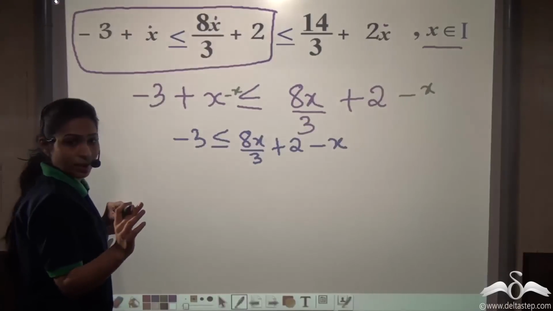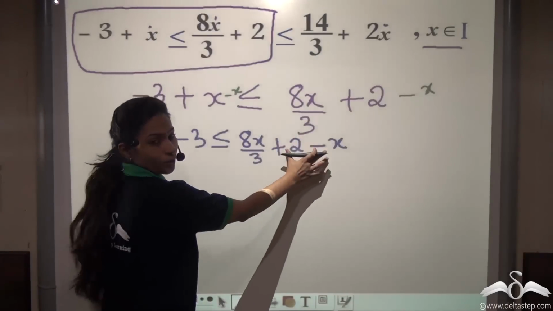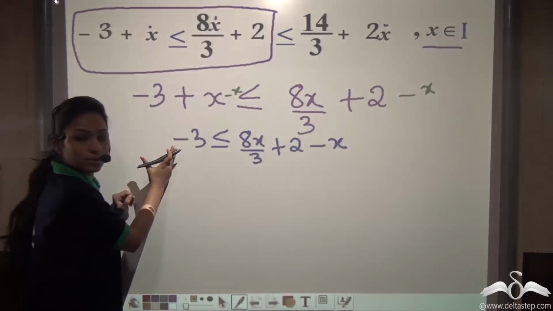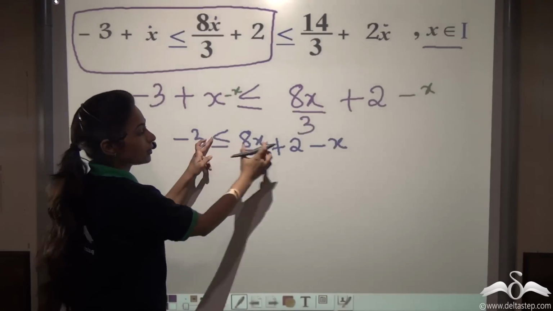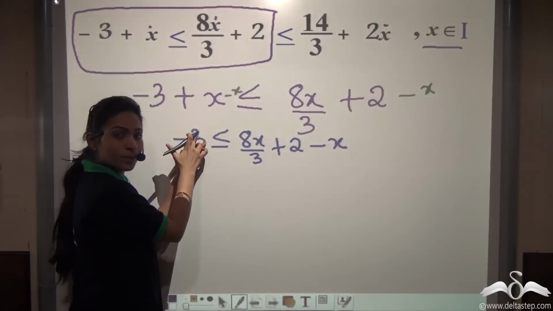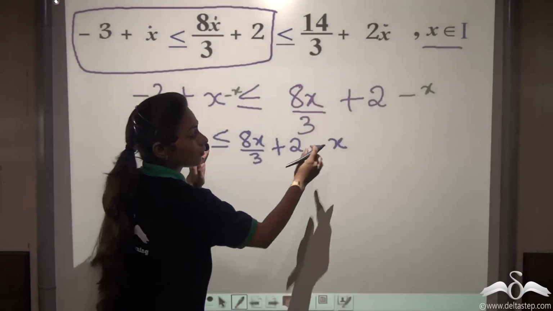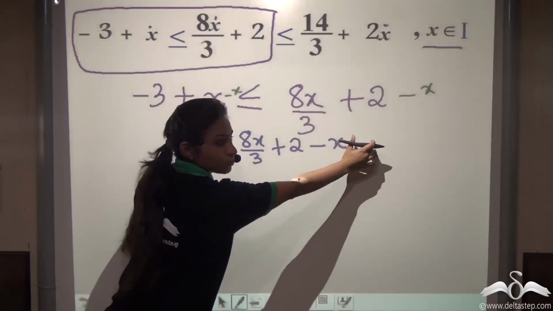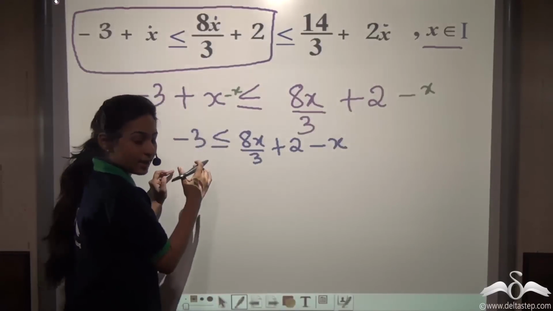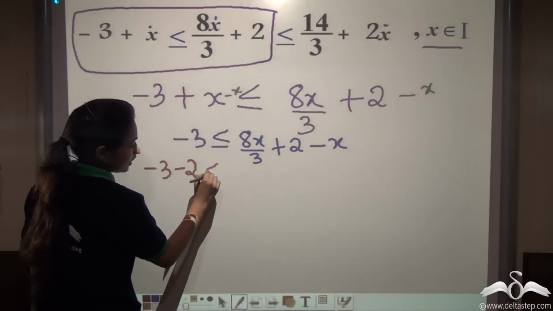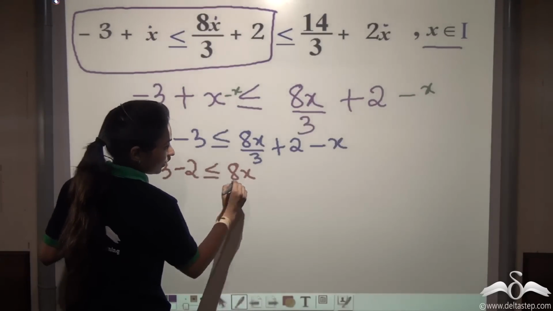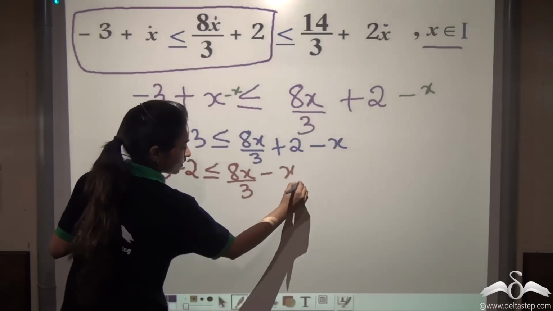I can see one thing, that this plus 2 is not required here. I need to bring it to this side. So what will I do? I'll just write minus 3 minus 2 here. This positive will come here and become negative. So you don't need to write in every step plus 2 minus 2 on this side and minus 2 on this side again and again. So I can write minus 3 minus 2 less than or equal to 8x by 3 minus x.